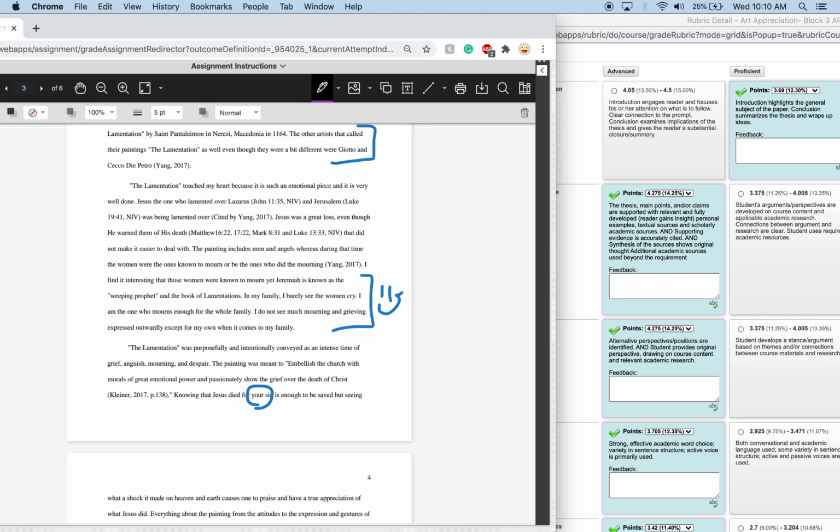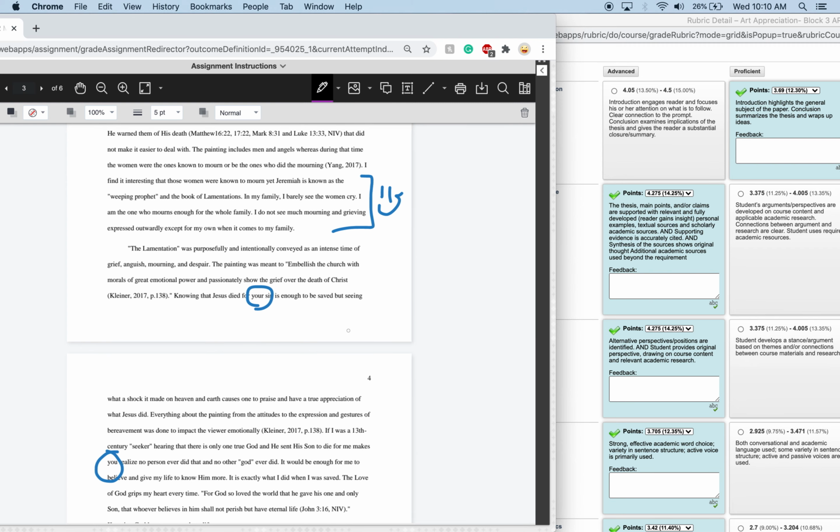But do you see right here in her second paragraph, I put a smiley face because she says, the painting includes men and angels, whereas during that time, the women were the ones known to mourn or be the ones who did the mourning. I find it interesting that those women were known to mourn, yet Jeremiah is known as a weeping prophet, and the book of Lamentations. I think she meant in. In my family, I barely see the women cry. And then she gives us a personal connection to how she is interpreting the story.